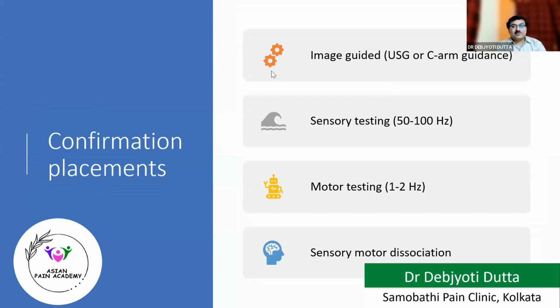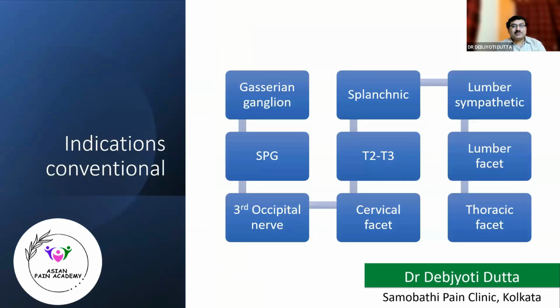Now, to confirm the needle placement, as I already told in answer to a question from one of your students, here we can use either ultrasound or CT guidance for the placement of the needles. That will increase our accuracy. We can do the sensory testing and motor testing, as I've already told, and we can check with sensory motor dissociation as well. But here, for the tip, sensory motor dissociation is not a very active way, but these three are very good ways: the motor testing, sensory testing, and the placement under guidance. So these are the ways by which we can confirm the needle placement.